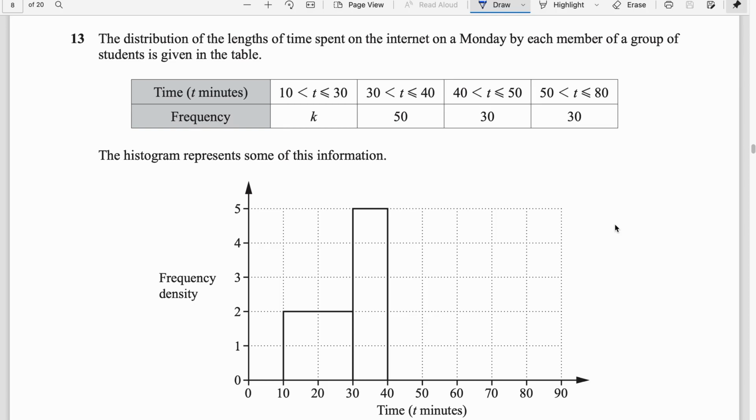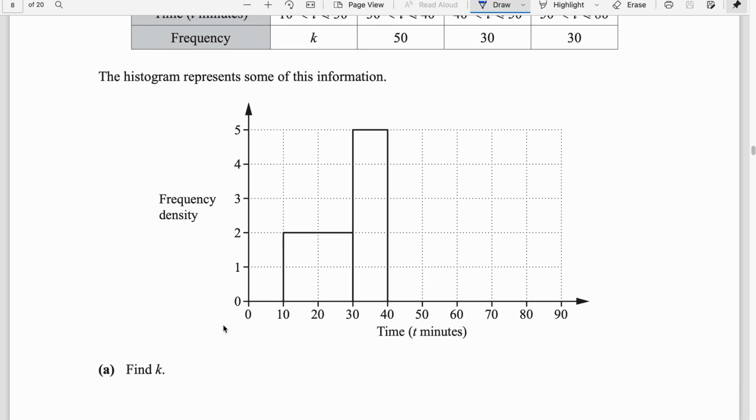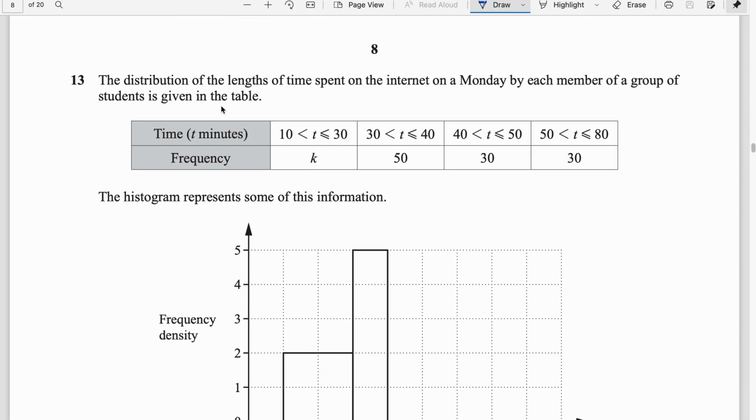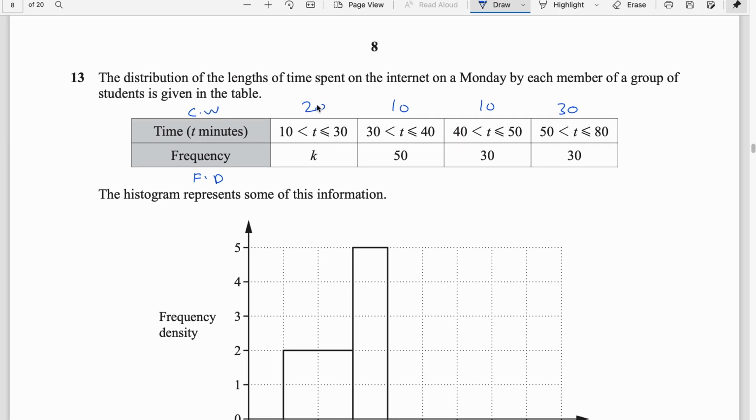Question number 13. The distribution of length of time spent on the internet on a Monday by each member of a group of students is given in the table. The histogram represents some of this information from 10 to 20. Find K. So class width and frequency density. 10 to 30, 30 to 40, 40 to 50, 50 to 80. And frequency density is frequency divided by class width.